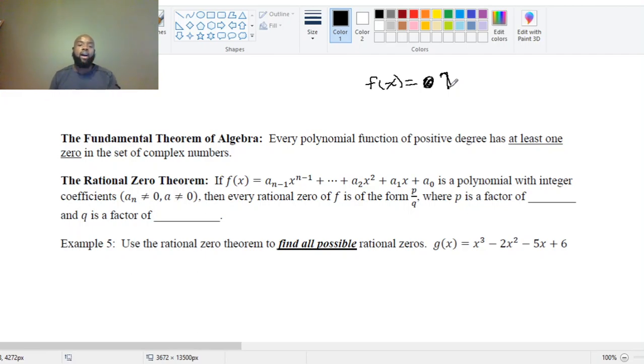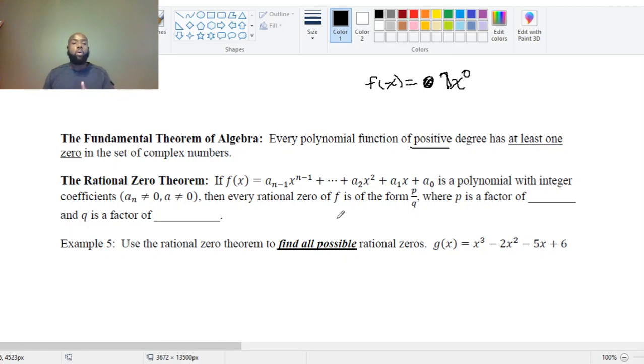This theorem guarantees, or only works for, polynomial functions of positive degree. Any constant function can be written as that number times x to the 0, and 0 is not a positive number, right? So the degree of that polynomial has to be a natural number: 1, 2, 3, a positive degree, all right? The fundamental theorem just says that every polynomial function of positive degree has at least one zero, that means at least one x-intercept if it's real, but one zero in the set of complex numbers. All right, now it guarantees it in the set of complex numbers.